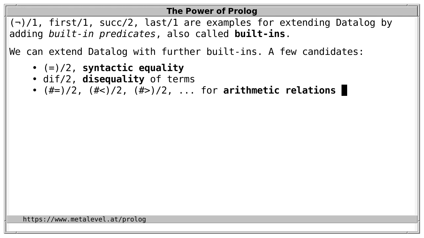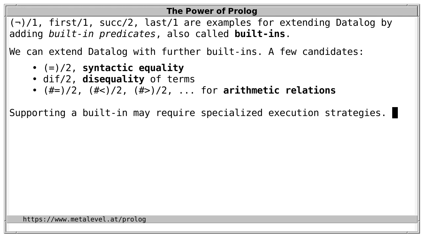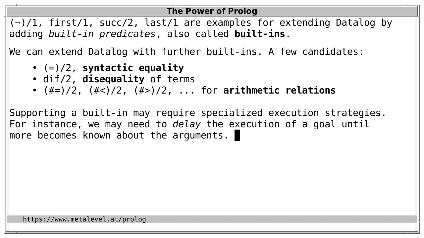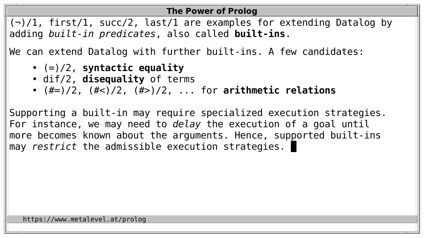And as for all extensions, if we add them, then we gain something, and we may also have to pay a price. For instance, supporting a built-in may require specialized execution strategies. We've seen this in the case of negation, where we've introduced stratified evaluation to solve our problems. And similarly for equality and disequality of terms, and also for arithmetic relations. To support their intended meaning, we may need to delay the execution of a goal until more becomes known about the arguments. And therefore, supporting built-ins may restrict the admissible execution strategies. We can no longer run goals in any order, but may be forced to use a particular order or delay goals until more is known. So that's the price we may have to pay to support these extensions.